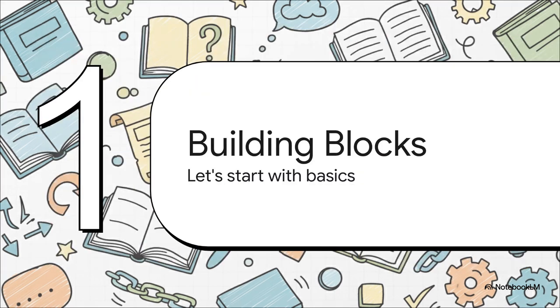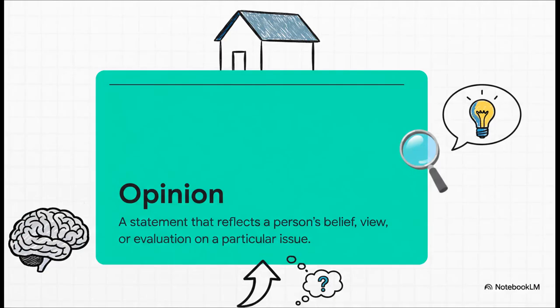All right, first things first. Every single complex argument, no matter how intimidating it looks, is actually made of just a few simple parts. Once you learn to spot these, everything else just clicks into place. The first building block is the opinion. This is the main event. It's the author's core claim, their big idea, the one thing they're trying to convince you of. You can think of it as the what. What do they want you to believe?